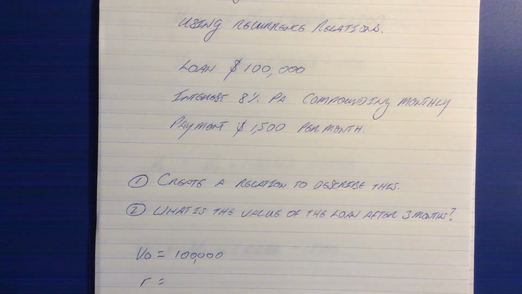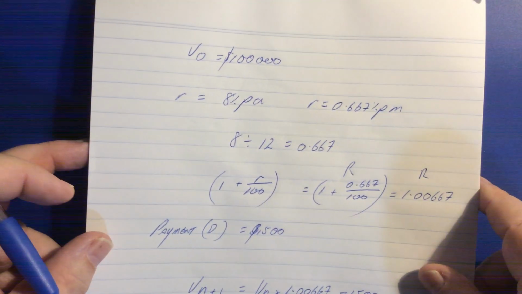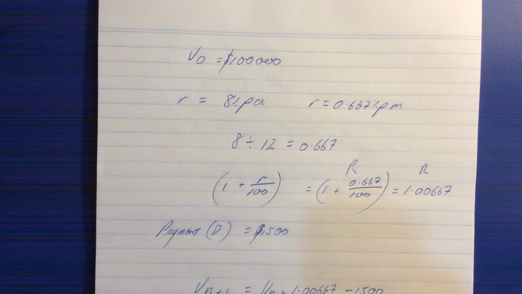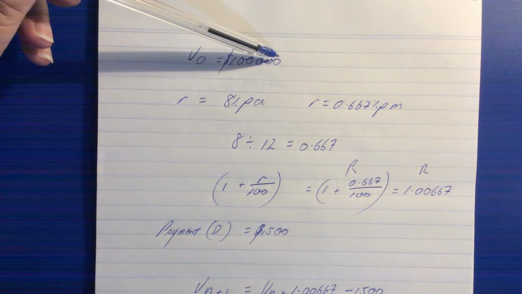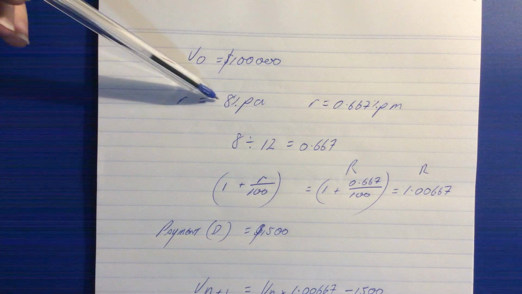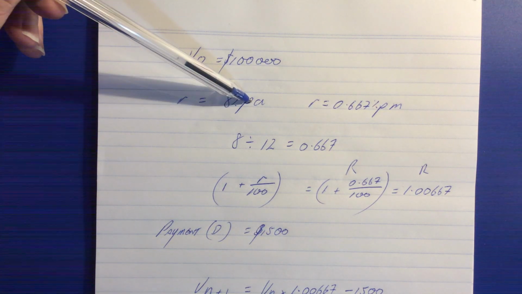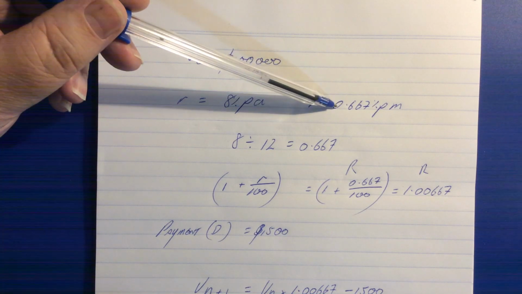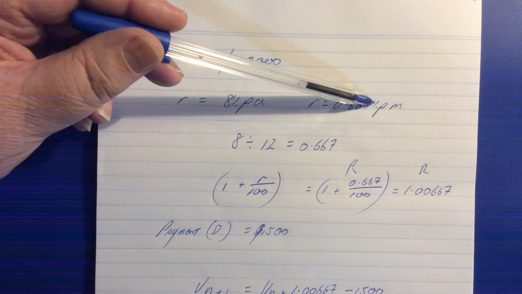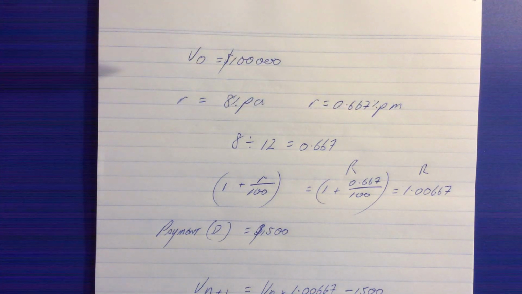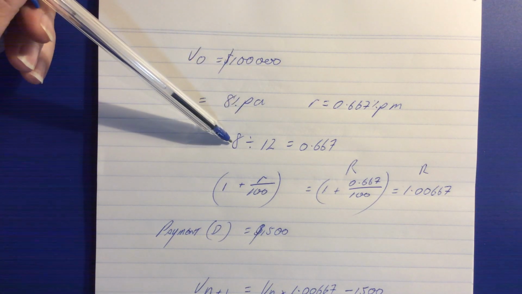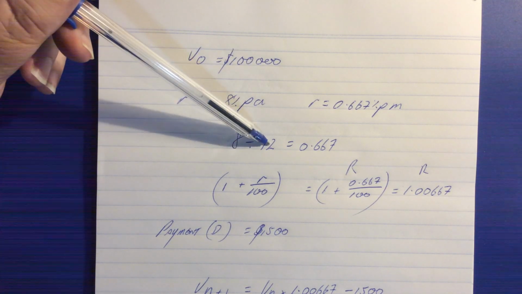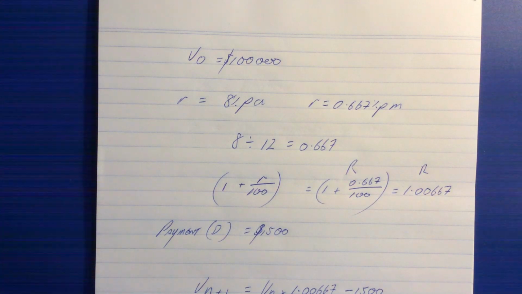I'm just going to talk you through this, starting off at the top here. So V0 is $100,000. The rate per annum is 8%. The rate per month is 0.667%. Now, how did we get that? Very simply, we took the annual rate and we divided it by 12 to get a monthly rate.